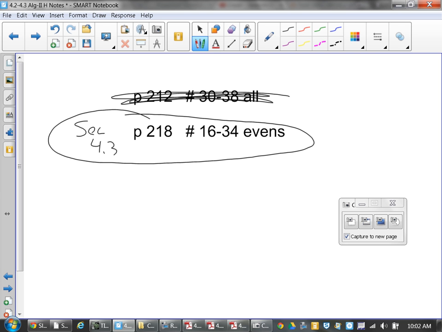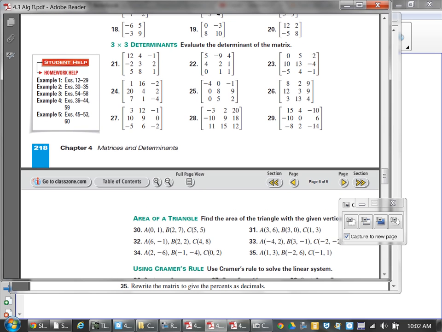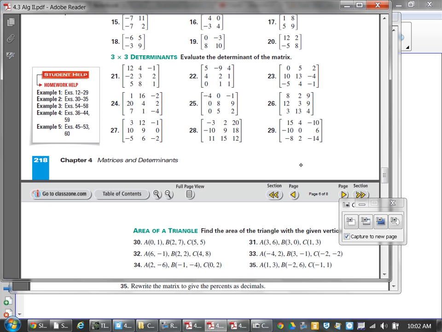You guys have this right now? Can I put it up on the board? I actually didn't write it down, but I have it memorized. What do we do for the first half? It's all finding determinants. Starting at 16, you're finding determinants for all those, and then it's just all determinant work.